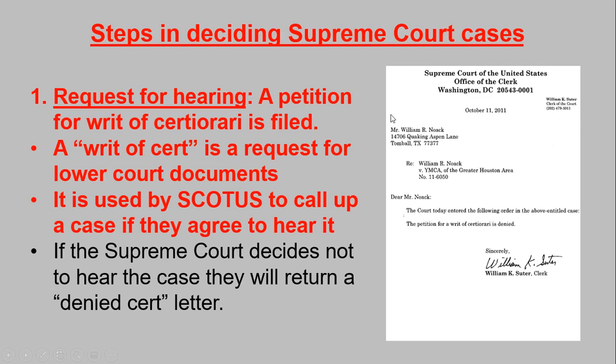Very simple. So I thought this was kind of funny. Here's what a denied cert letter looks like. "Dear Mr. Nowak, the court today entered the following order in the above titled case. The petition for writ of certiorari is denied." That's it. That's all you get. So if the Supreme Court does not take your case, you get a letter that looks just like this.